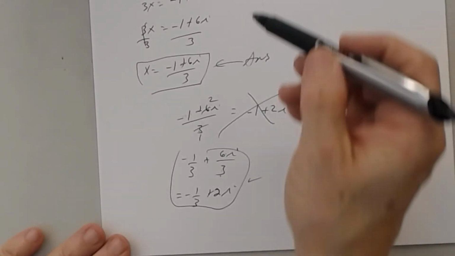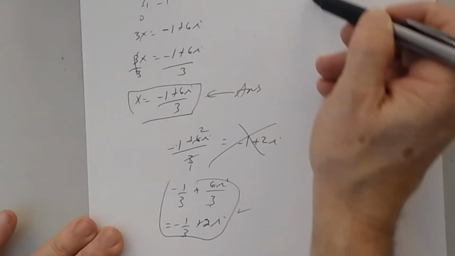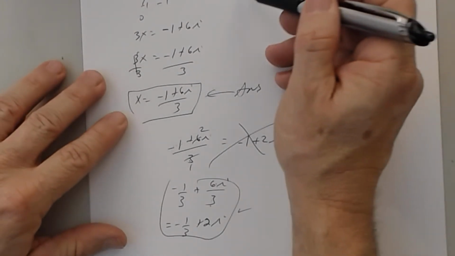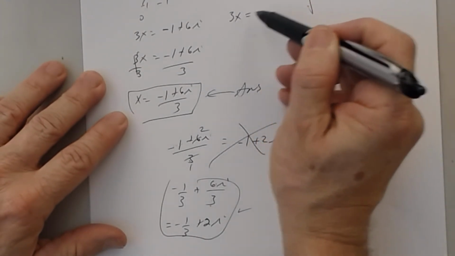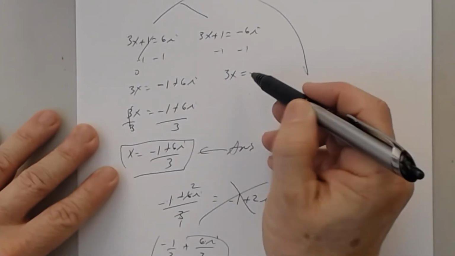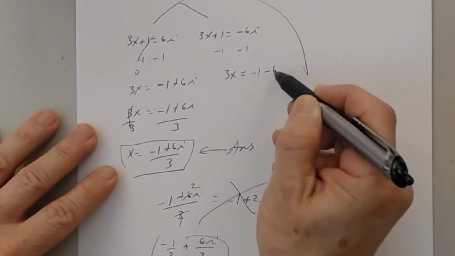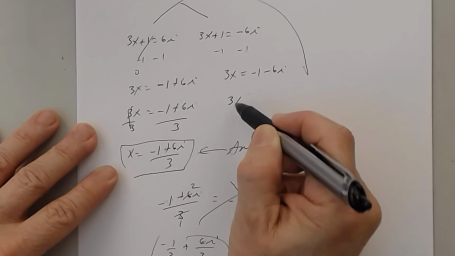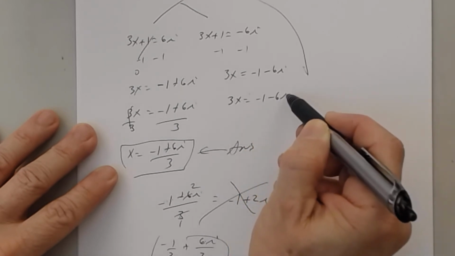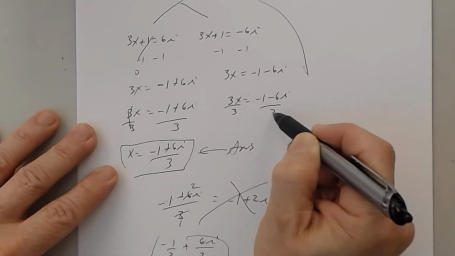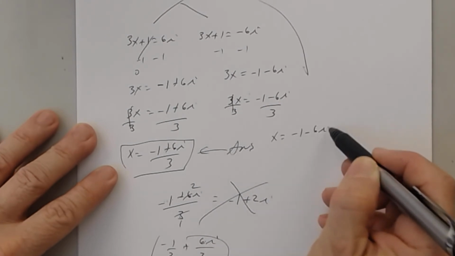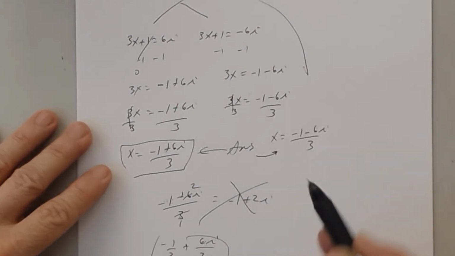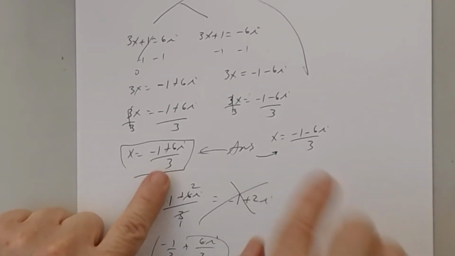All right, now the other way you could have written it, oh, I forgot the other one, didn't I? All right, so subtract 1, you get 3x equals what? Negative 1 minus 6i. And then you're going to divide both sides by 3. So what's the other solution? Yeah, so there you have two solutions. So those are your answers right here.